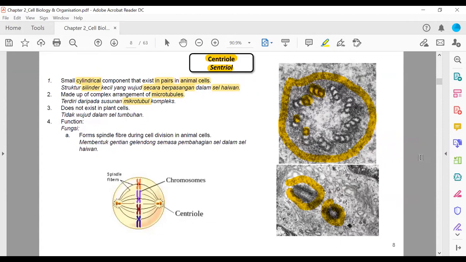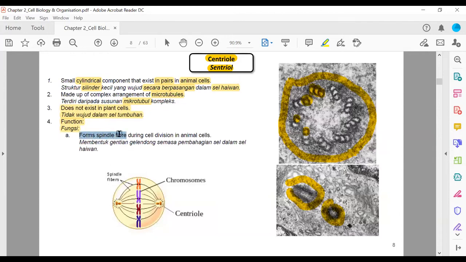Centriole disusun daripada microtubule. What is microtubule? Skeletons in the cell, tulang dalam sel kita. Alright. Nombor 3. Does not exist in plant cell, tidak wujud dalam sel tumbuhan, tak ada centriole. Function dia, fungsi dia. Apakah fungsi centriole?